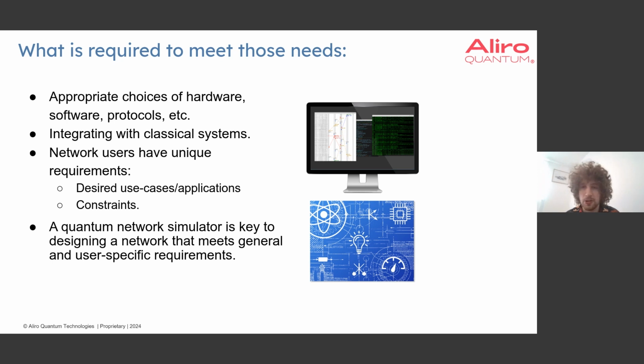In order to meet these goals, we need to appropriately choose hardware, software, protocols, and topology, make logistical decisions, integrate with existing classical systems, etc. While quantum networks share the same general goals of distributing entanglement and then utilizing the distributed entanglement, each user will have unique requirements. For example, users could want to run different applications, of which there are many, and could face different constraints, such as budget, logistics, etc.